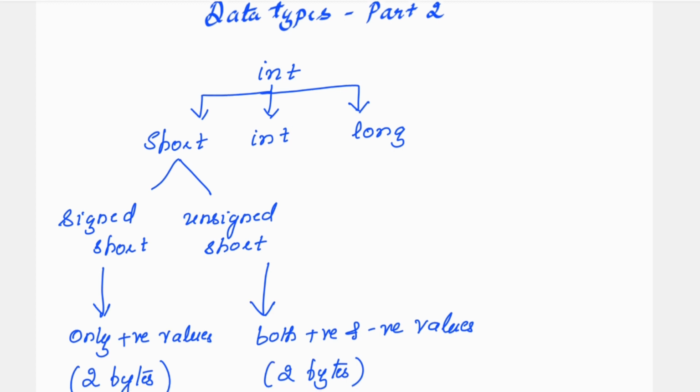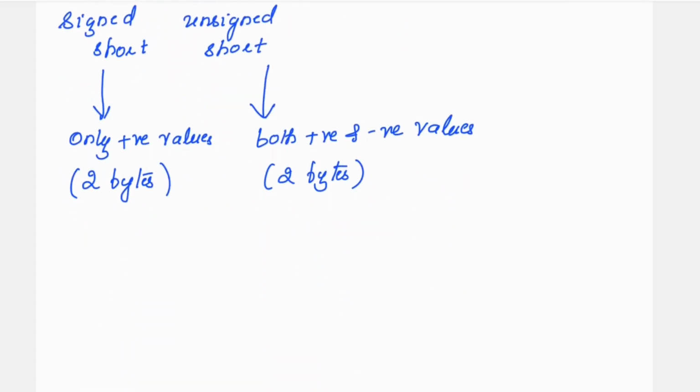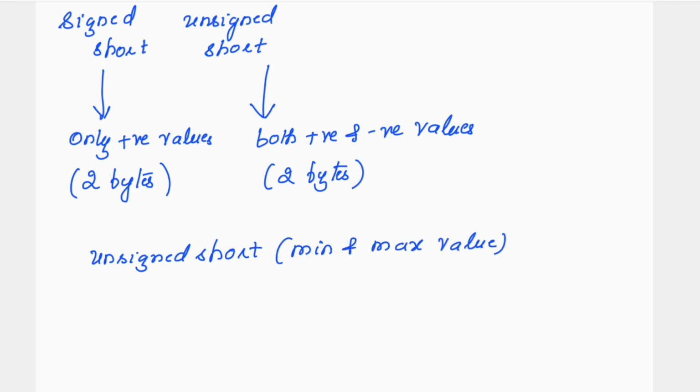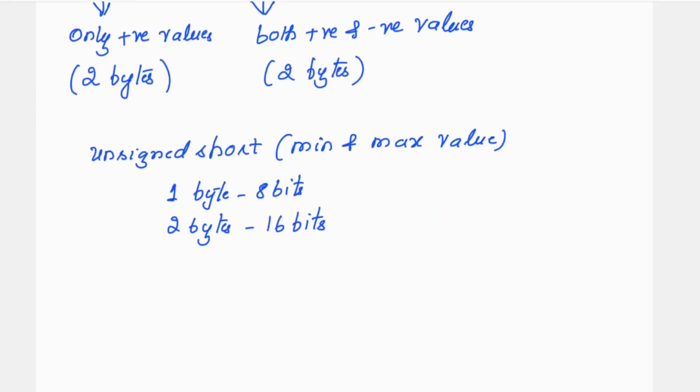So let us see now, if 2 bytes are there for these two types, signed short and unsigned short, what is the minimum value and what is the maximum value it can store. Here let us first see the minimum and maximum value for the unsigned short. Now how to determine them? It takes 2 bytes in the memory. 1 byte is 8 bits, so 2 bytes is 16 bits. That means your value gets represented using 16 bits here.